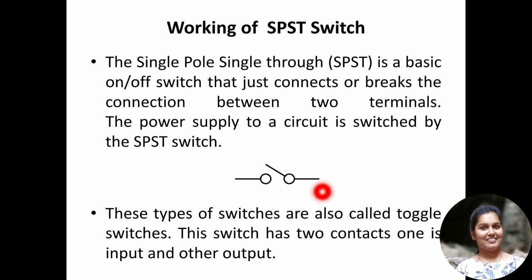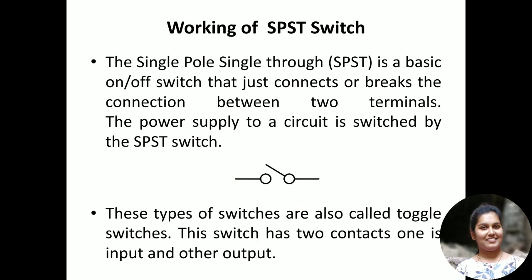Ohm's law states that voltage is directly proportional to resistance times current. The more the resistance, the lower the current, and the lower the resistance, the higher the current. So there is an inverse relationship between current and resistance. Based on that, the amount of current flowing in the open and closed conditions of the switch is defined. These types of switches are also known as toggle switches. So SPST kind of switches are called toggle switches. I'll show you what this toggle switch is in the next slides.